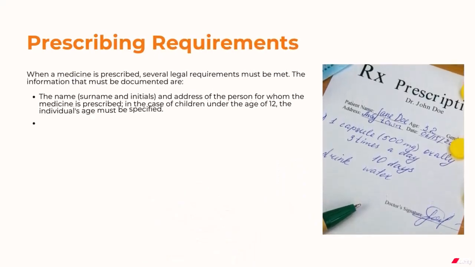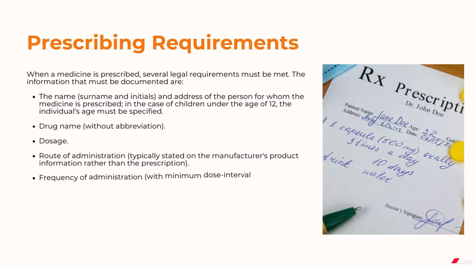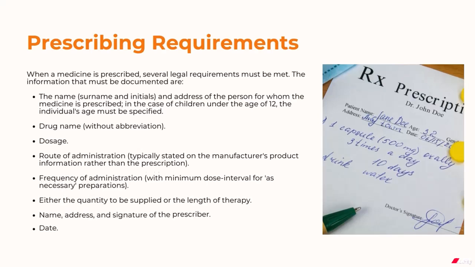Prescribing requirements. When a medicine is prescribed, several legal requirements must be met. The information that must be documented are the name, surname, initials and address of the person for whom the medicine is prescribed. In the case of children under the age of 12, the individual's age must be specified.